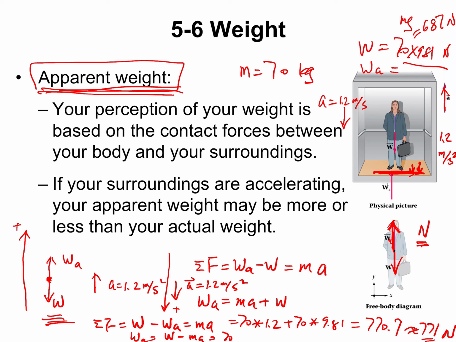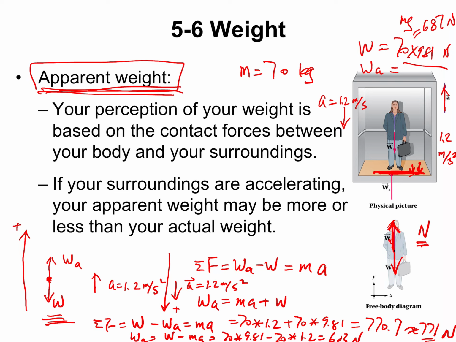Equal to 70 times 9.81 minus 70 times 1.2. And I do the calculation. So 70 times 9.81 minus 70 times 1.2, 602. Well, let's make it 603 Newton.